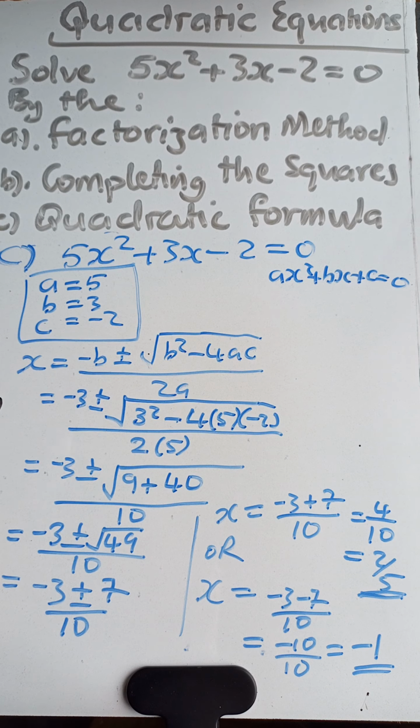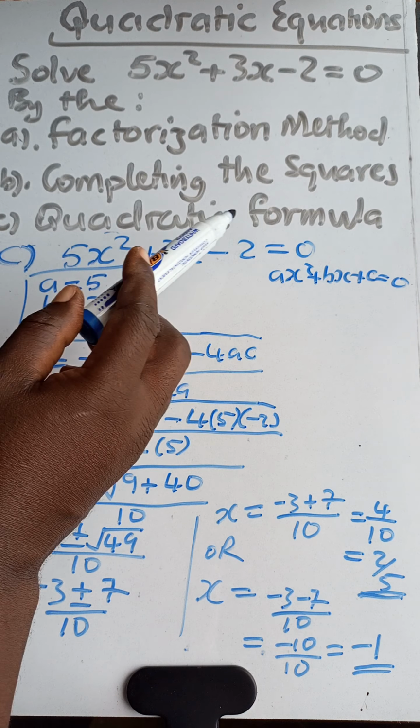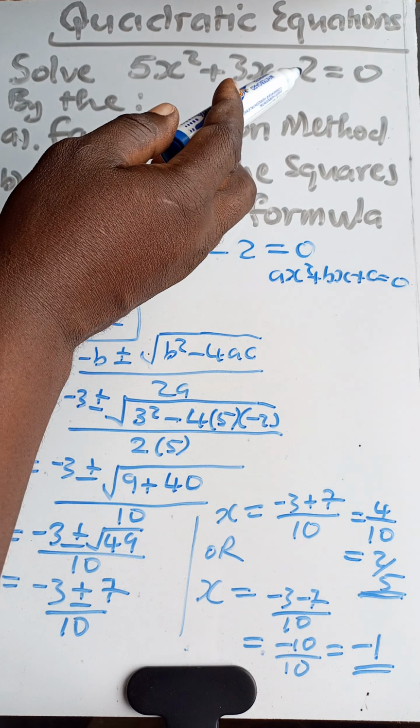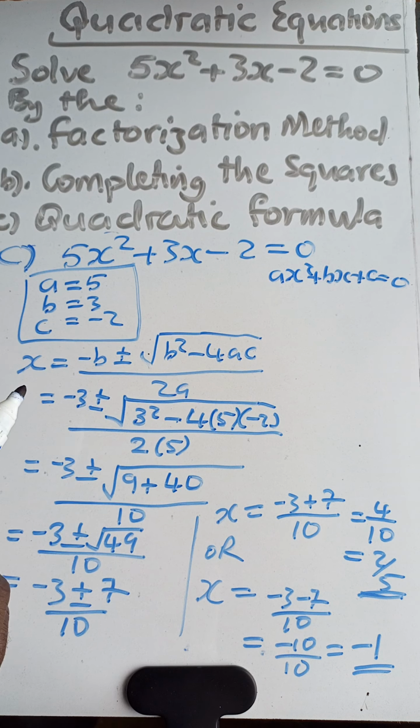So that is how we use the factorization method, the completing the square method, and the quadratic formula to solve the quadratic equation. A quadratic equation is a polynomial of degree 2. So we must always have two roots, or two solutions, or two zeros.